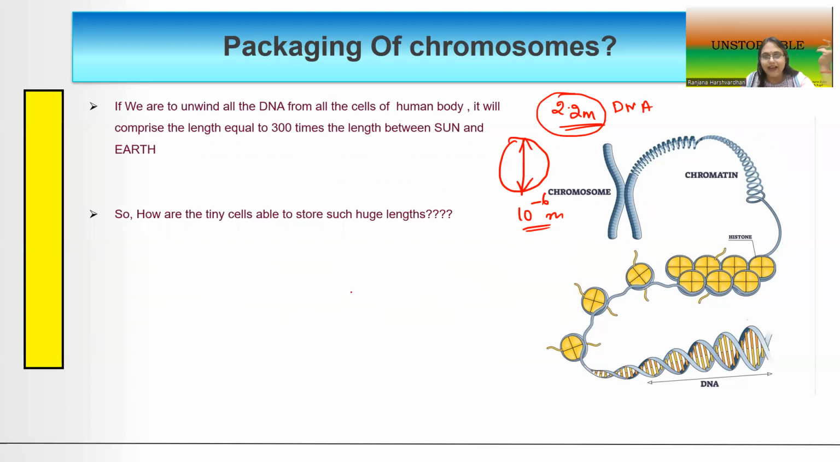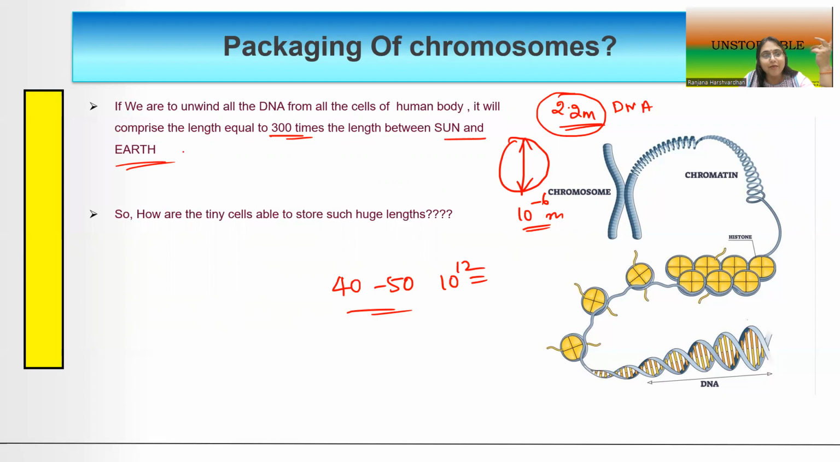And just to tell you a fact: since I have already spoken that we are made up of 40 to 50 trillion cells, maybe around 10 to the power 12. If I were to open up the DNA present in all of these cells that make up my body, the total length of the DNA would be more than 300 times the length between Sun and Earth.